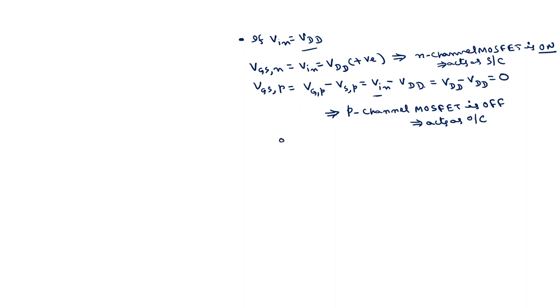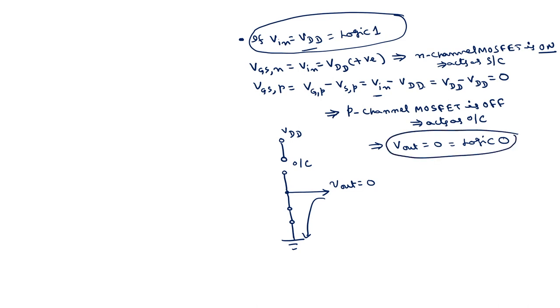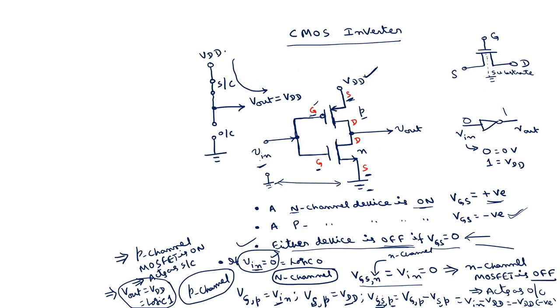So, what will be the circuit now? Here we have VDD, this is P channel, it acts as open circuit. Then here we have N channel, this will act as short circuit, this is grounded, and here you are taking the output Vout. Because this was shorted, Vout is equal to 0. If Vin is at logic 1, Vout is at logic 0. This is the operation of the inverter. So, this will act as an inverter. If I give logic 0 here, you will get logic 1 here. If I give logic 1 here, output is logic 0.